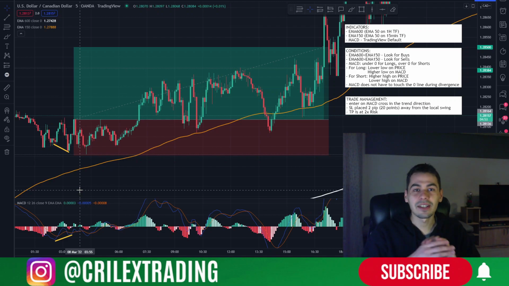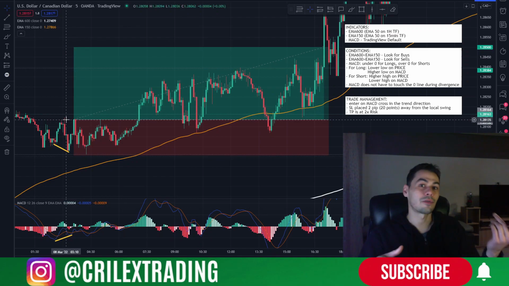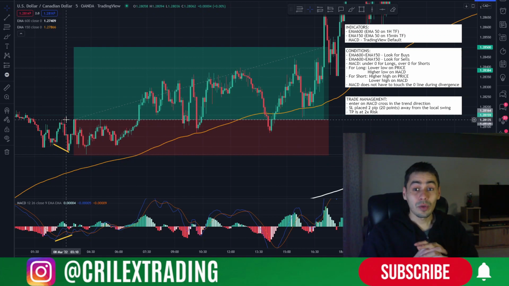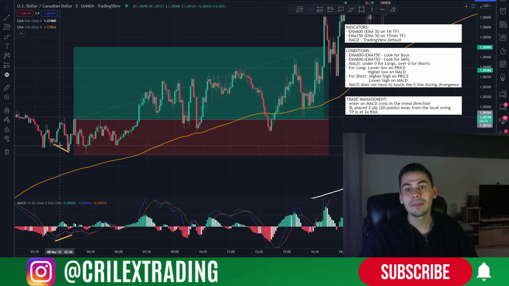Okay, now regarding the trade management, we will enter the trade on the cross of the MACD, so in our direction. So in case you're looking for buys, you're looking for a cross up on the MACD, and in case you're looking for shorts, of course, you're looking for a cross down on the MACD. The stop loss will be placed 2 pips or 20 points below the local low in this case, or the high if you're looking for a short, and you will be targeting 2-to-1 for your profit.